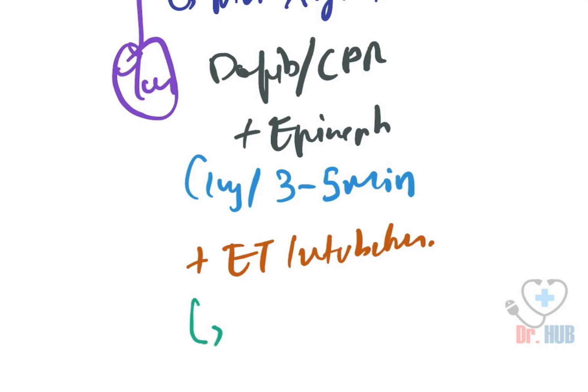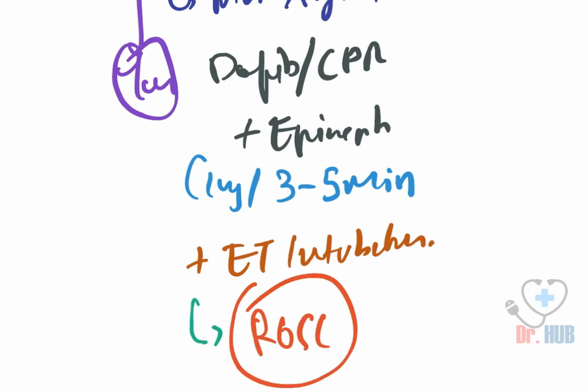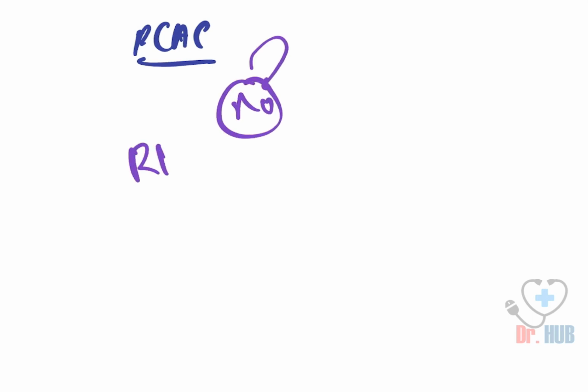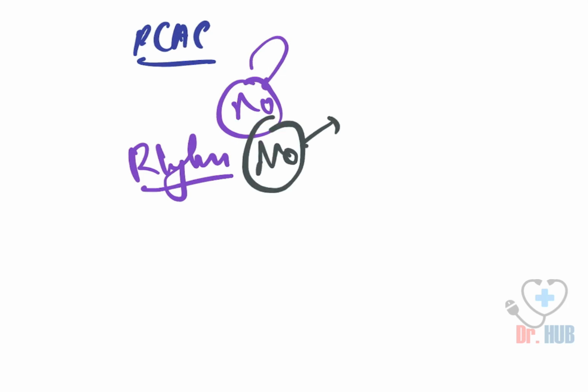Next, we look for the ROSC. So after this step of management, that is defib, CPR, and epinephrine 1 mg every 3 to 5 minutes, as well as considering the ET intubation, we look for the ROSC. In case of the ROSC, if it is yes, we have to do the PCAC, and if it is no, we again look for the rhythm being shockable or not. If it is no, we go for the other algorithm, that is the management of the asystole as well as the PEA.